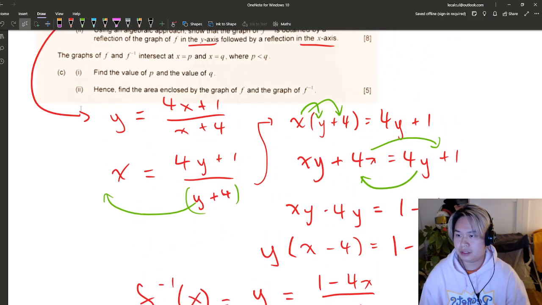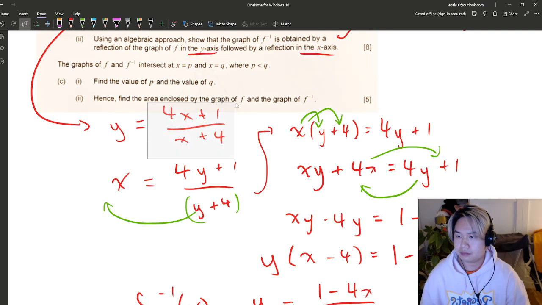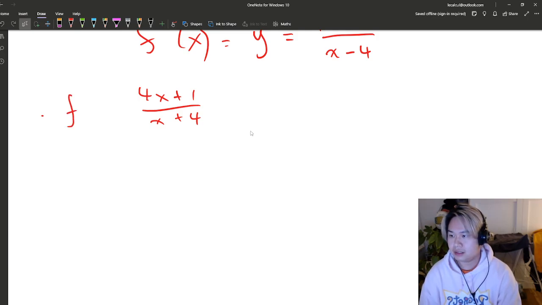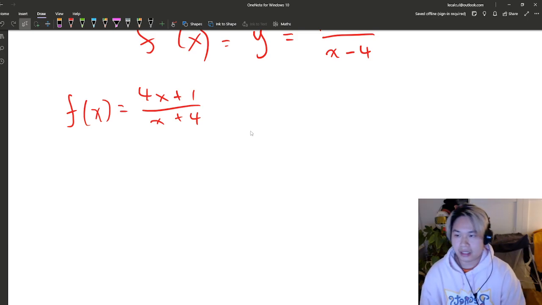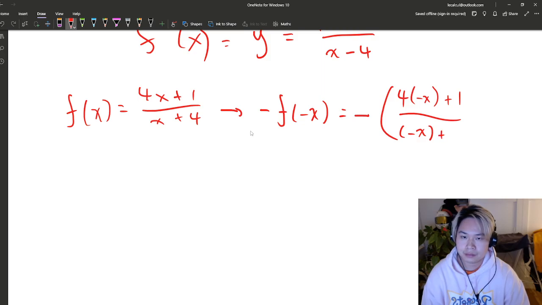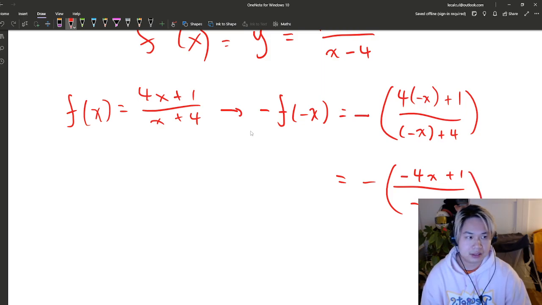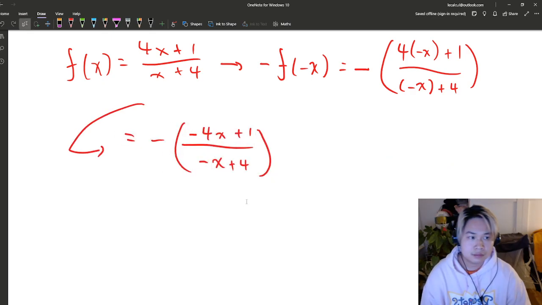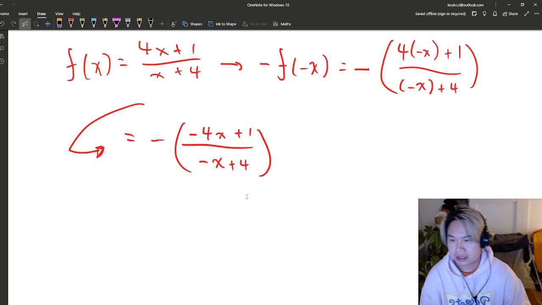Okay, so where's my original function? It's right here. Man, we're just chilling. Okay, so first off, negative f of negative x. This is going to be negative, and then f is this of negative x. So what do we got? We got negative 4x plus 1 over negative x plus 4. And then if we just keep manipulating this, we'll get to what we want, which is this thing.